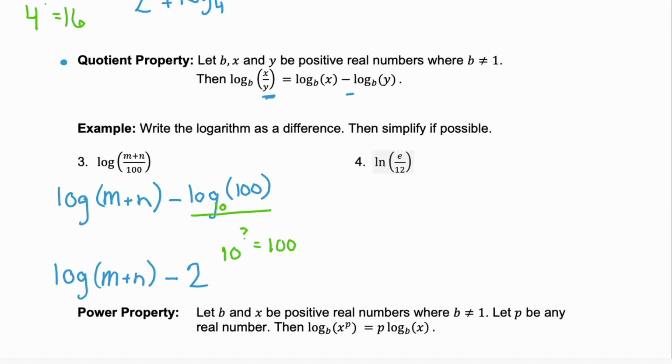In example 4, we're taking the natural log of e divided by 12. That gets separated into the natural log of e minus the natural log of 12. Well, we can simplify the natural log of e because remember, the natural log is the same as a log with base e. And when your base and your argument are the same, so here our base is e and our argument is e, the result is 1. So this simplifies to 1 minus the natural log of 12.